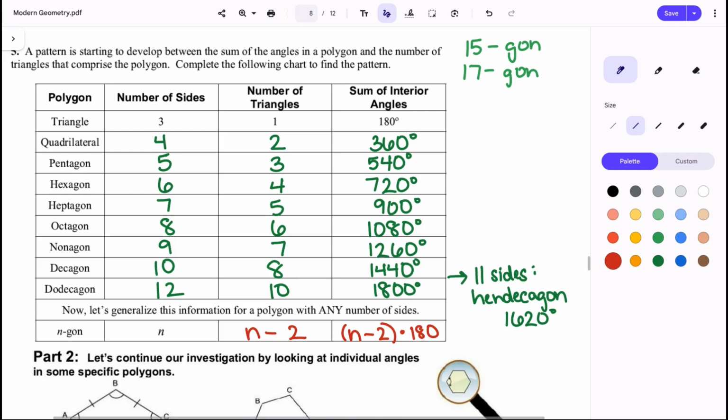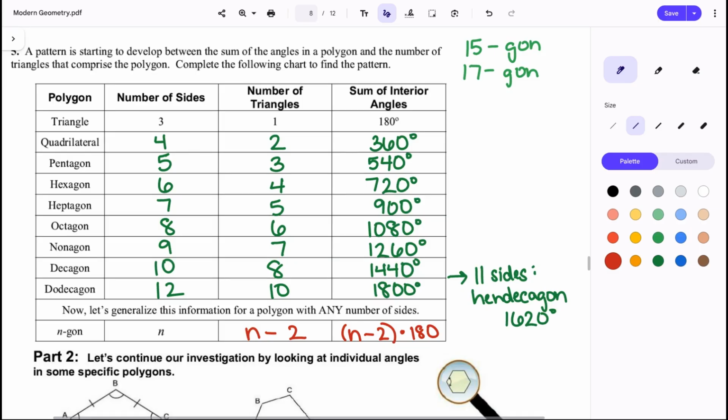So if I had something that had 30 sides to it, I would put 30 in for n. So you take 30 minus 2, you're down to 28. You would take 28 times 180. That number would tell you what the sum of those interior 30 angles would be.